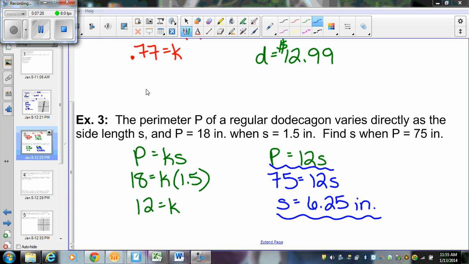Okay, so hopefully you set up your relationship as P equals KS, and then you substituted your initial values of a perimeter of 18 inches when your side length was 1.5 inches, and got a constant of variation of 12. So then your formula becomes that your perimeter is equal to 12 times your side length. So then they wanted you to actually find S when P was equal to 75 inches. So you just substitute 75 in for P, divide by 12, and you should get a side length of 6.25 inches.